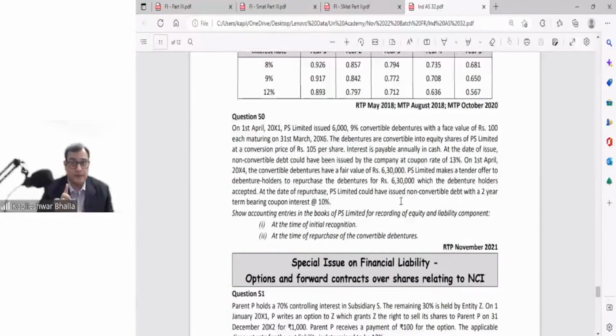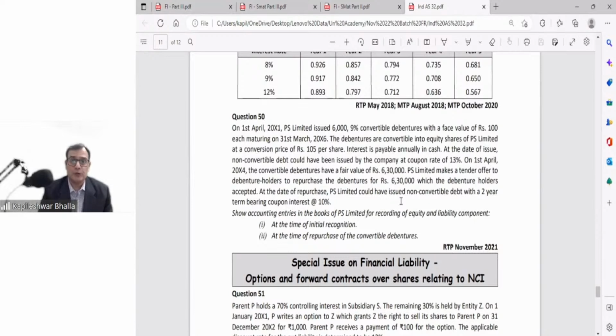Now, mind you, there is sometimes a mistake people make in this case. When you convert the debentures into equity shares, the conversion price is 105. We are not redeeming the debentures at 105. It's not a case of redemption at a premium. It's a case of conversion. And for the purposes of conversion, the price of the equity share is taken as 105, not redemption at 5% premium. Then he says interest is payable annually in cash.